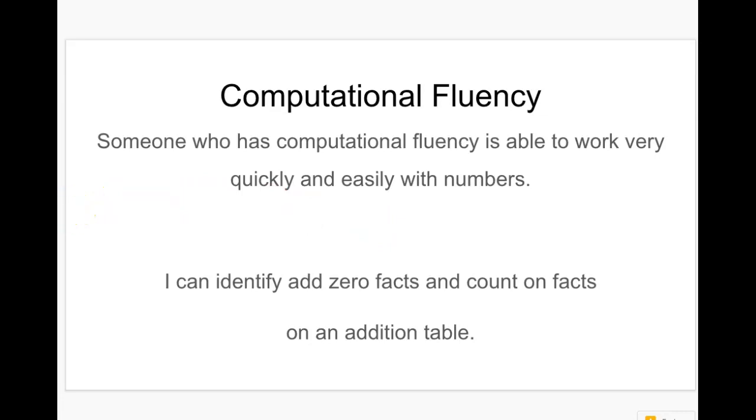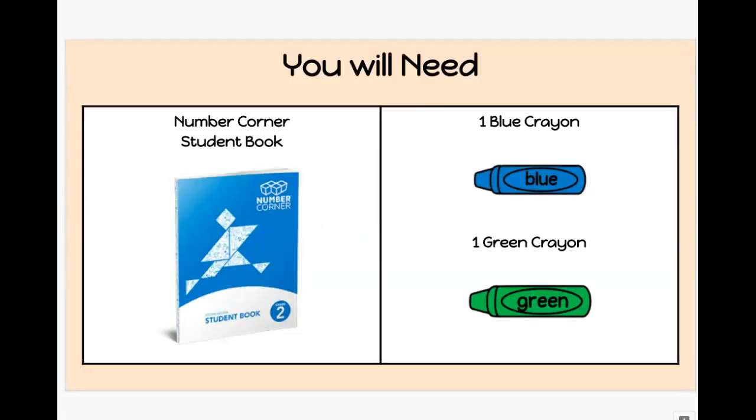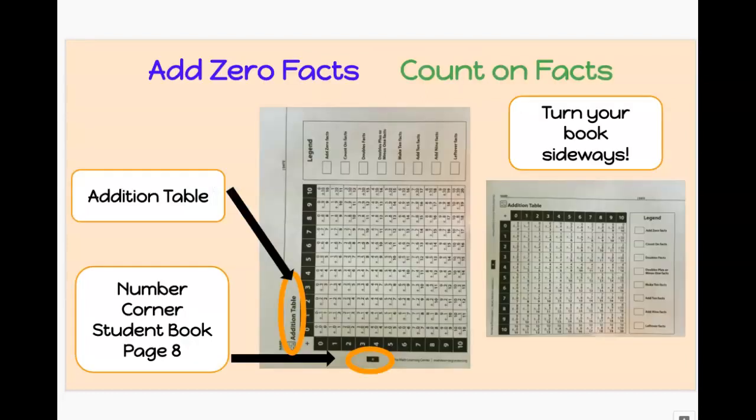Here's what you will need for today. You will need your Number Corner student book. You will need one blue crayon and one green crayon. You will need to open your Number Corner book to page 8. We've already used this page. You should see some orange color in crayon on this page already. We're working with the addition table. Turn your book sideways to help you identify our add zero facts and our count on facts.